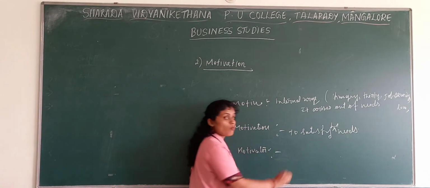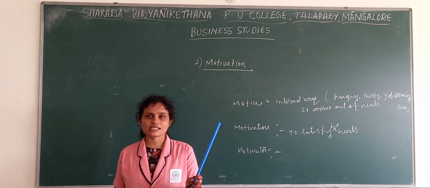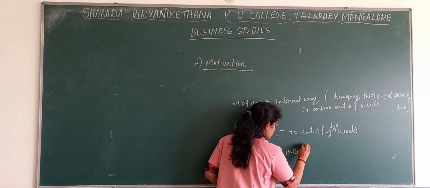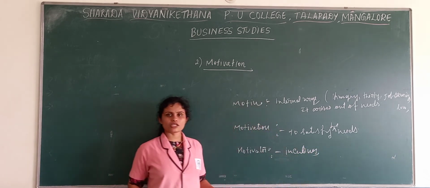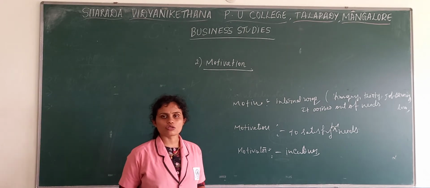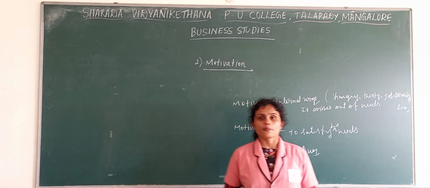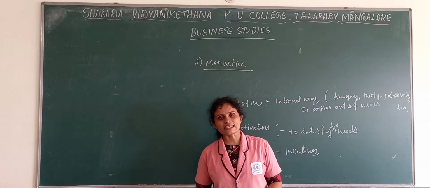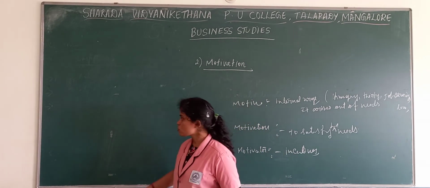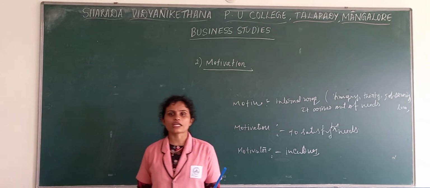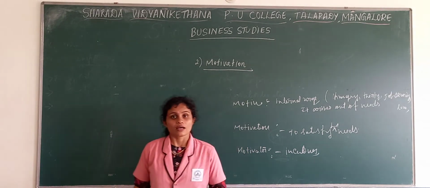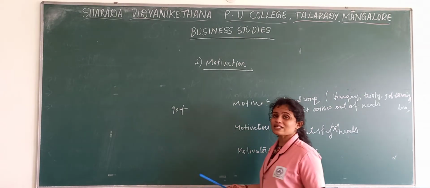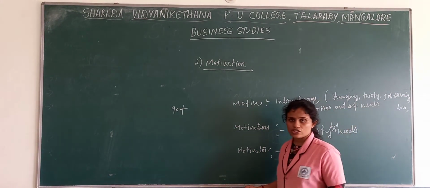Then motivator. What is the motivator? A motivator is a technique to encourage a person. For example, incentives. In an organization, the manager says that the people who work efficiently or reach this particular target in this particular month will get some incentives. So this incentive is a motivator. For example, a father says to a student, if you get 90 plus percentage, I will give you a bike. That bike is a motivator for the student to score 90 plus. So a motivator is a technique we use in order to motivate a particular person.